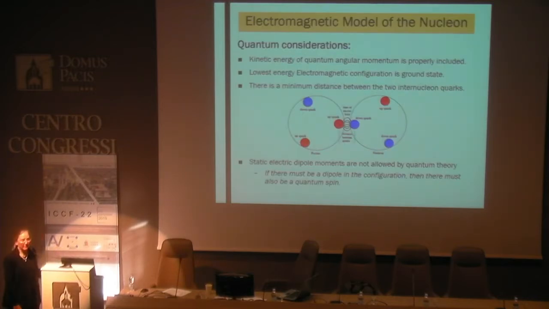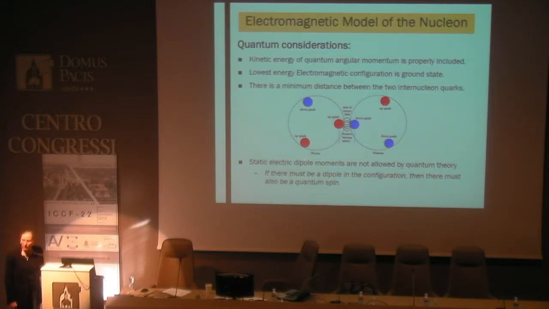What are the quantum considerations? The quantum considerations are that the angular momentum of the quantum spin is properly accounted for within the energy equation. So I take my nuclide, I know the spin from the tables, and I calculate how much energy that spin has. And that is the proper thing to do. Other models do that, some models don't. I consider the ground state of the nuclide to be the lowest energy state according to the equations of electromagnetics. And as you can see, there is a minimum distance between the 2 quarks. Again, showing this figure, that is this distance from here to here, the distance between the quarks.